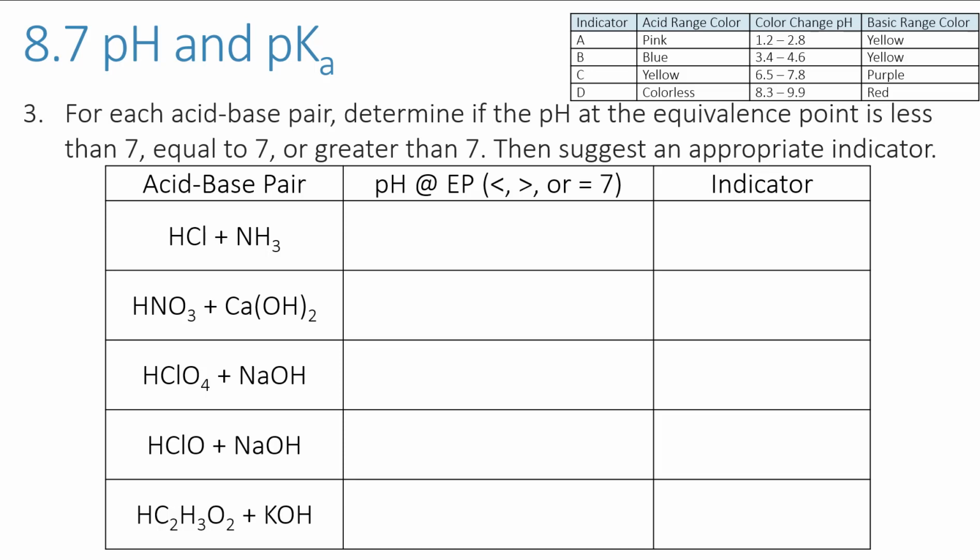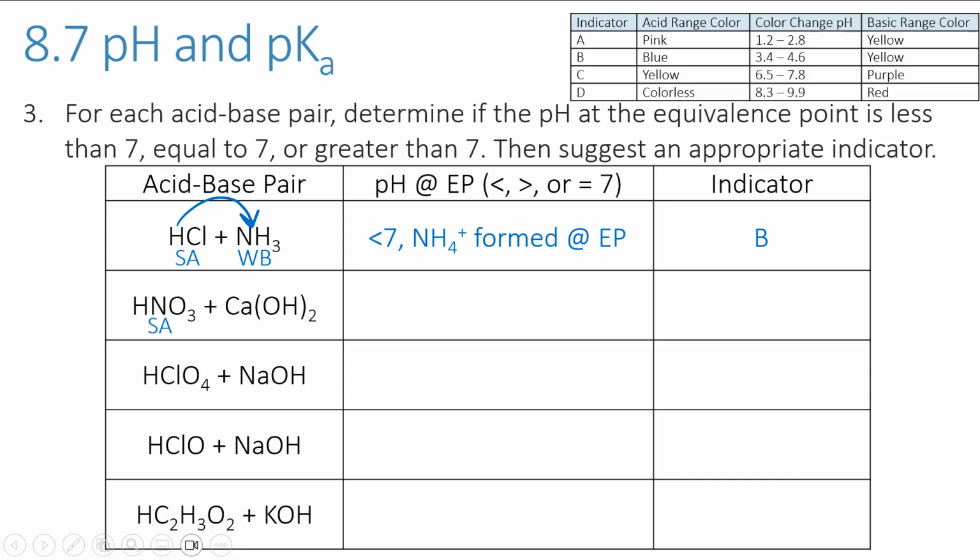Starting off with HCl and NH3. HCl is a strong acid and NH3 is a weak base. So HCl is going to donate an H+, and we're going to form ammonium, NH4+. So my pH is going to be less than 7 because I'm forming the acid NH4+ at the equivalence point. I'm probably going to want to use indicator B here because it will be yellow around that pH. So we'll see the color change there.